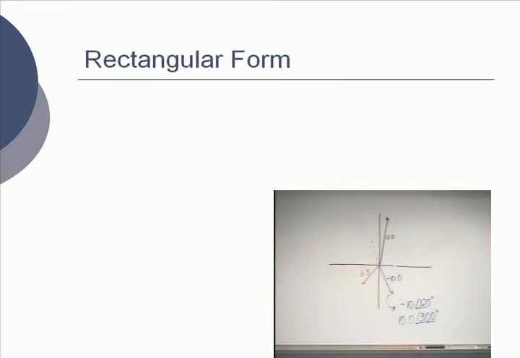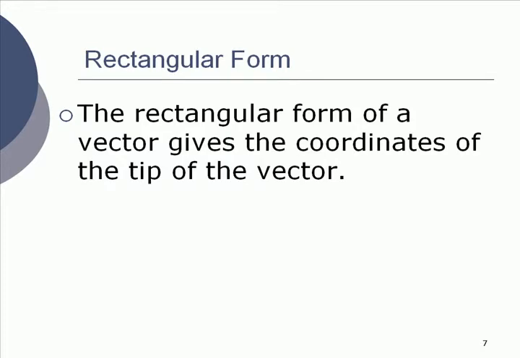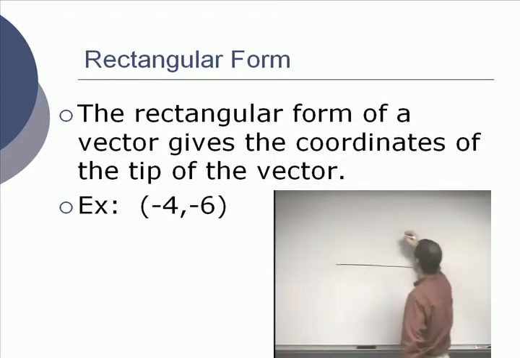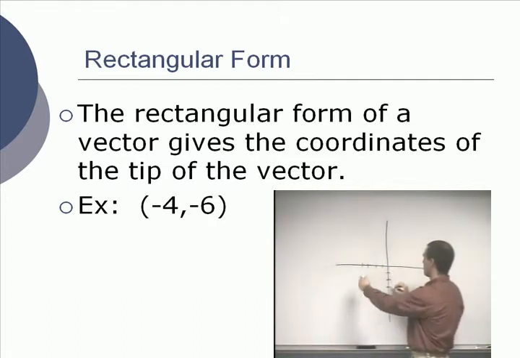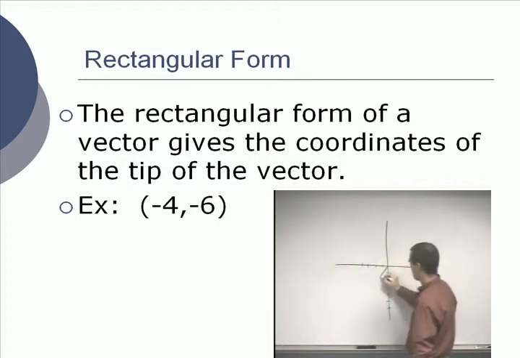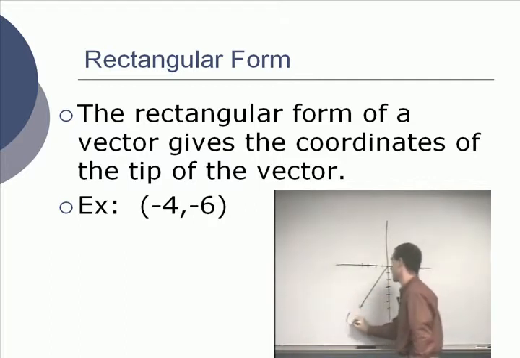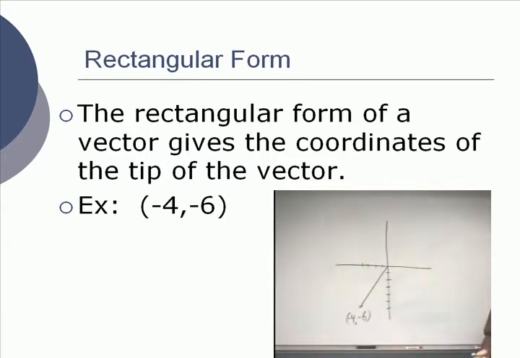The second form is rectangular form. And rectangular form assumes that a vector is in standard position with a tail at the origin, and we simply give the coordinates of the tip of the vector. We're going to be down in quadrant 3. To the left 4, down 6. Somewhere down there. And we have the vector negative 4, negative 6.